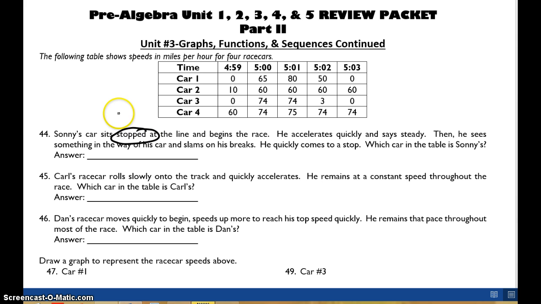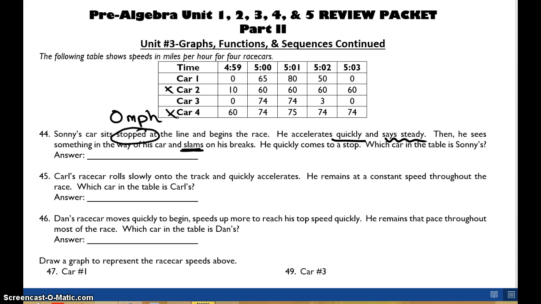So stopped means it's going to be 0 miles per hour. So we should know right away that the first at 4:59 it's going to be 0 miles per hour. He accelerates quickly and stays steady. Then he sees something in the way of his car and slams on his brakes. So slams means he stops very, very quickly. He quickly comes to a stop. Which car in the table is Sonny's? So we know from the very beginning that it should start with 0. So we know it can't be car 2 or car 4.